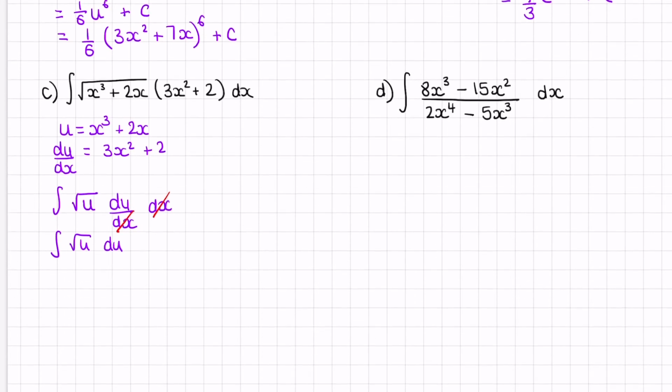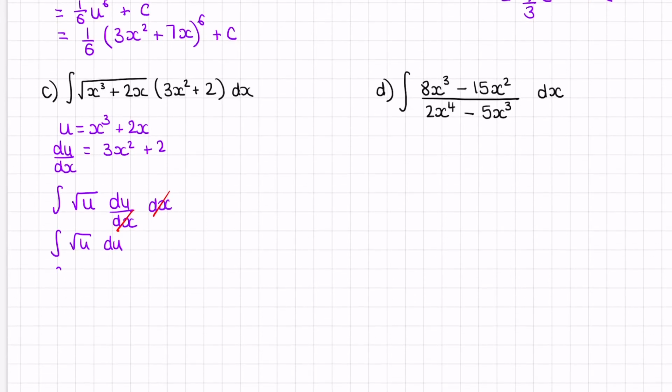And then we just do our integral. So the square root of u is the same as u to the power of a half. If we do the integral of this, we'll have 1 on 3 on 2. So remember, add 1 to the half, u to the power of 3 on 2 plus c, and then tidy this up. So we'll have 2 on 3. Put u back in, which is x cubed plus 2x, all to the power of 3 on 2 plus c.